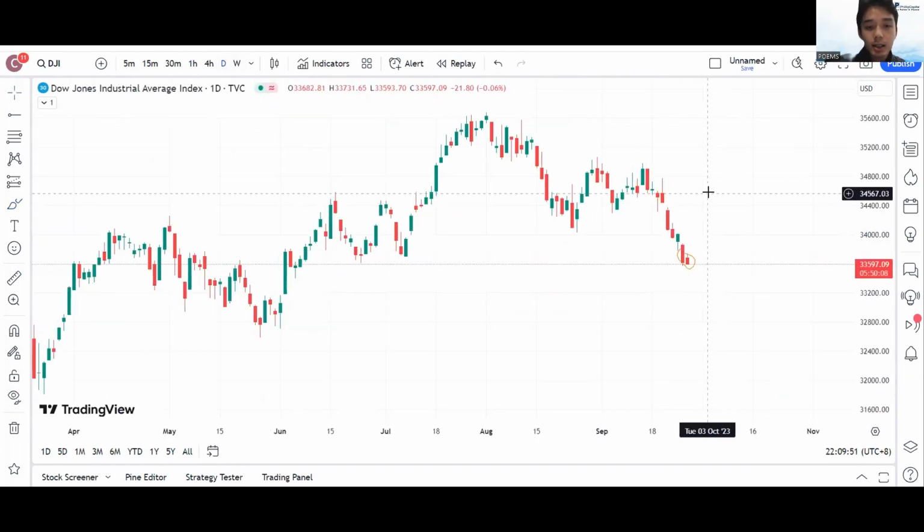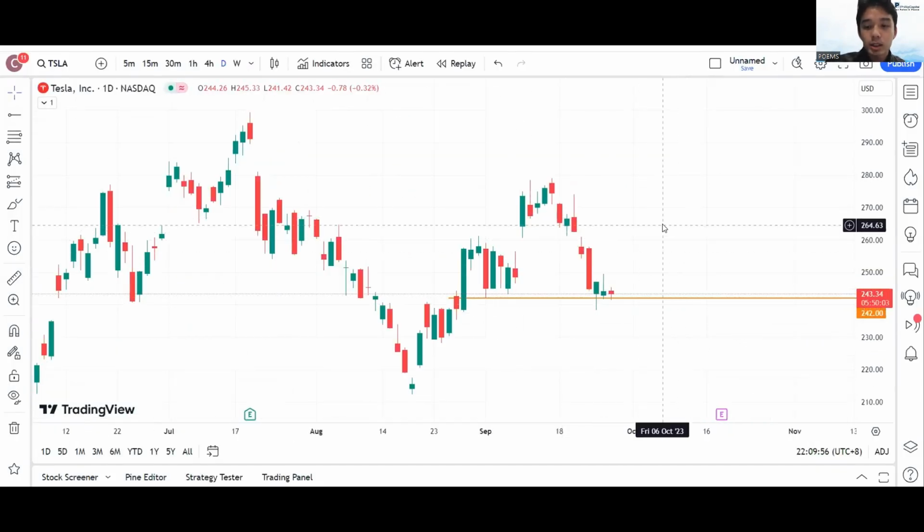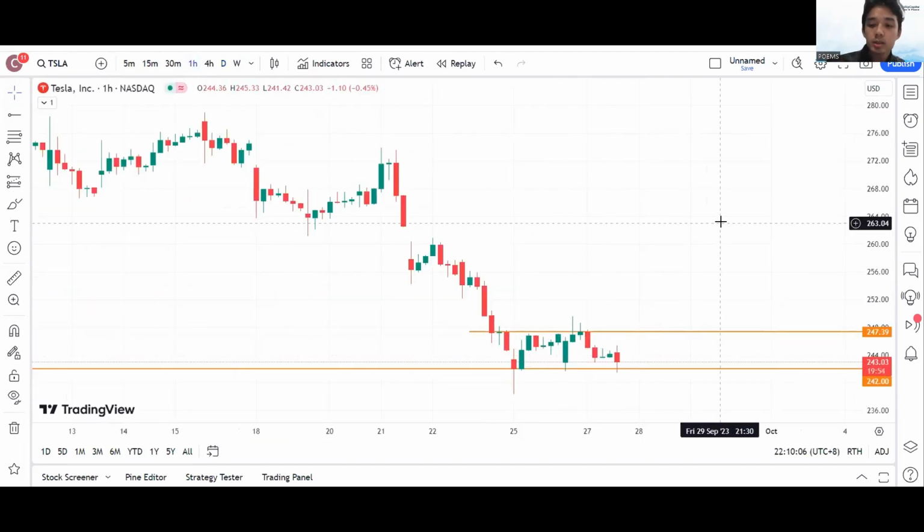So looking at Tesla, we are still looking at the support today. It's not moving much. The support level is still at 241. It's ranging about the day range. It didn't really break the 241 level, which is good news.